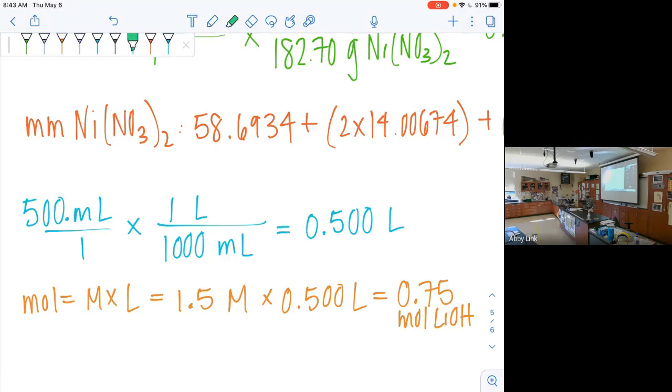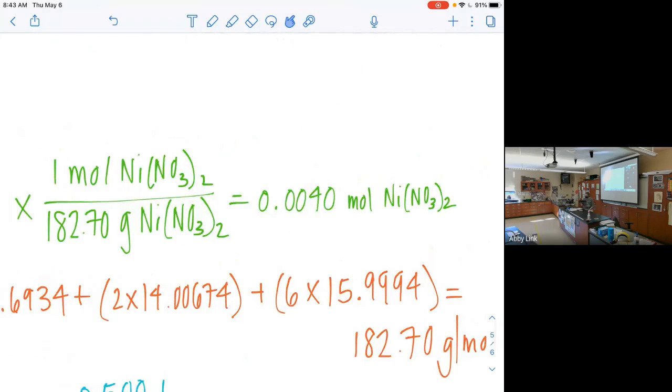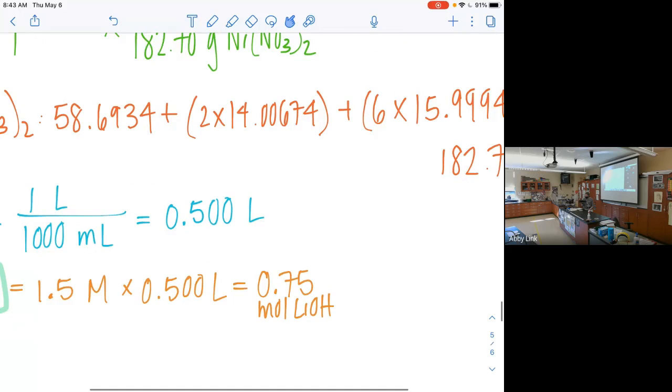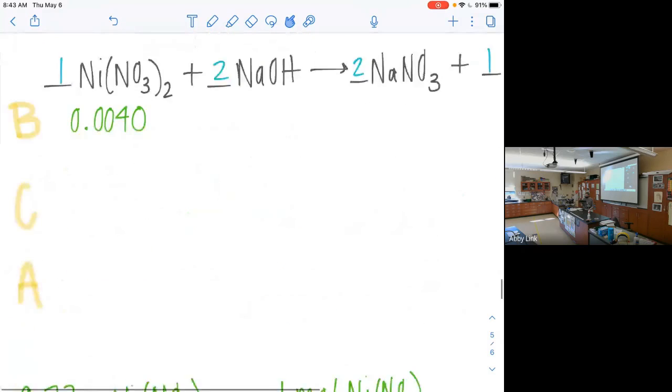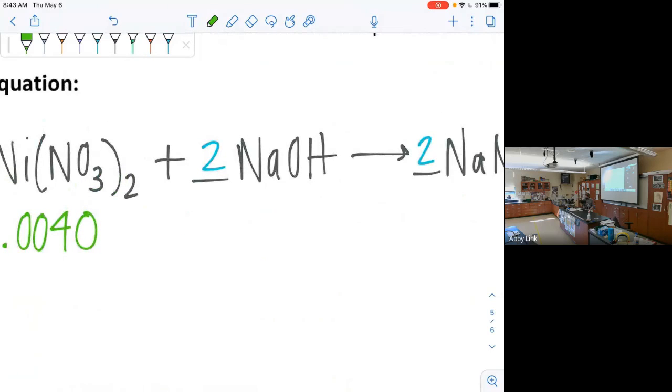All right, is everybody comfortable using this little equation here? John? What did you get for the very first? I got 0.0040 moles of Ni(NO3)2, the nickel 2 nitrate. All right, so 0.75 moles of NaOH, that's going to go in my BCA table under the NaOH. Is that right? Yeah, that's right. All right, so 0.75.